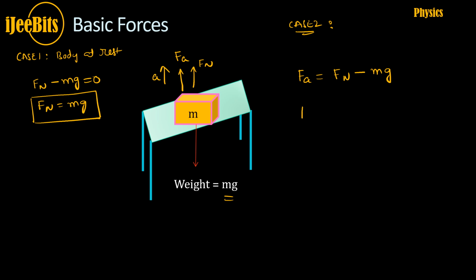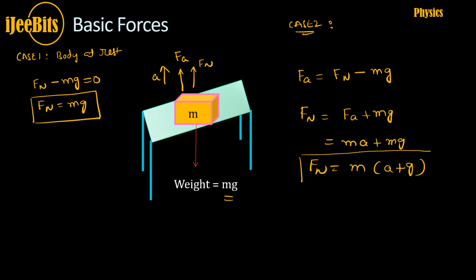Clear? So Fn equals how much? Fa plus mg. We all know what Fa is: m times a, plus mg. So the calculation m times (a plus g) equals your normal force. When you are applying some force to lift the block, your normal force would be m times (a plus g). This is one more thing you can remember. You will be getting problems where you can apply these to solve them. Are you clear? Beautiful.